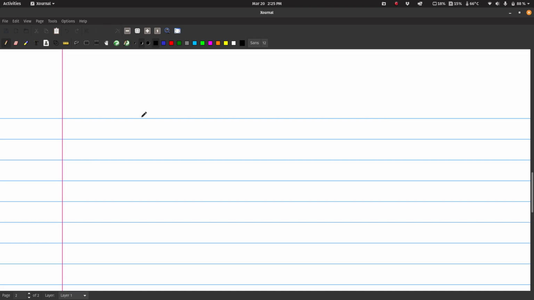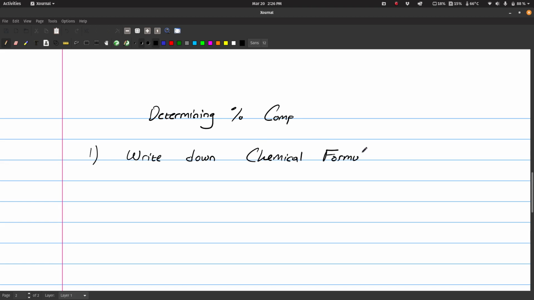Okay, so now we're going to talk about determining the percent composition. Determining percent composition is easy. One, we have to know what the chemical formula is. So we're going to write down the chemical formula. Normally, that's going to be written for you if you have problems to solve, but we need to know the chemical formula for this. For 2, we need to find the molar mass.